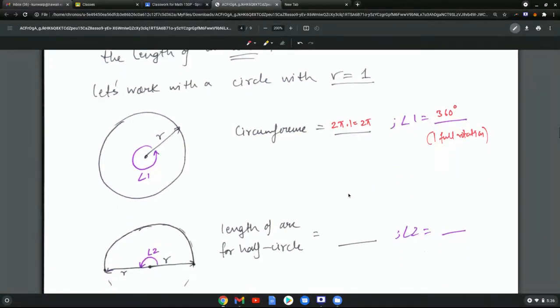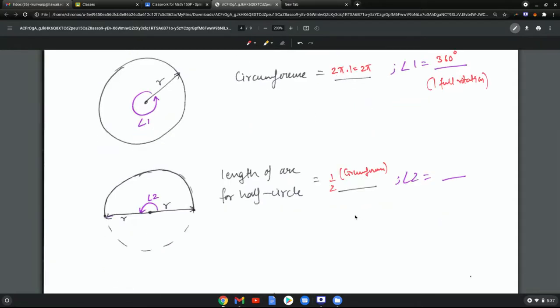Let's move to the second one. If it's half a circle, then the length of this is going to be half the circumference. Right? This should make sense because it's exactly half the circle. But the radius is 1, so this is 1/2 times 2 pi times 1, which gives you pi. But on the other hand, what is this angle? It's a straight angle, so it is 180 degrees.